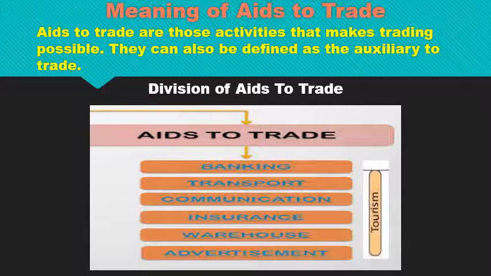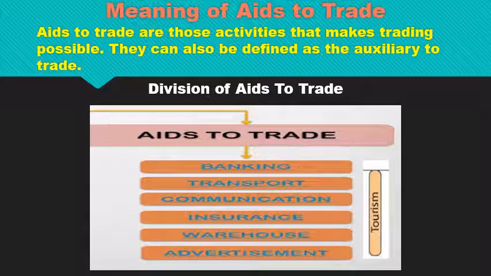Yes, communication is an important aid to trade, and when we are talking about communication, communication can simply be said as a process of passing information, ideas, knowledge, or feelings from one place to another, or from one person to another. Communication is an essential part of aid to trade because it helps the producer to get the information about the goods that are needed by the consumer, and also it helps the consumer to know about the goods that are available, how to use them, and where to get them, and at what price they can be gotten from the market. The fourth one is called insurance.